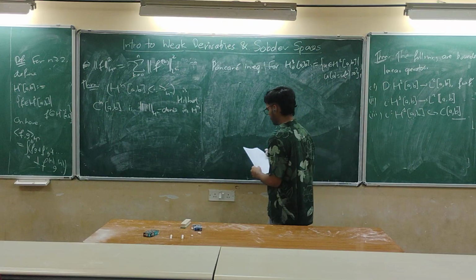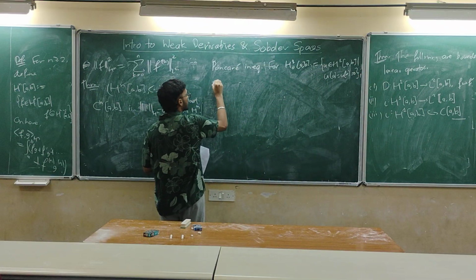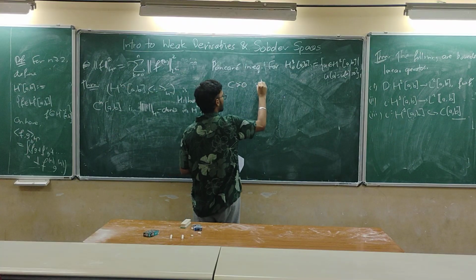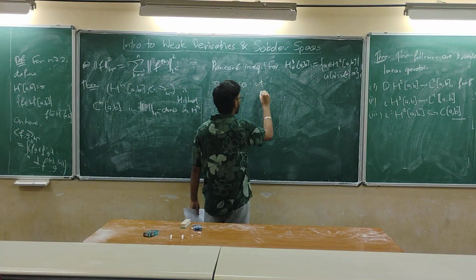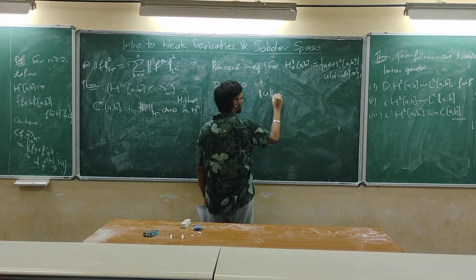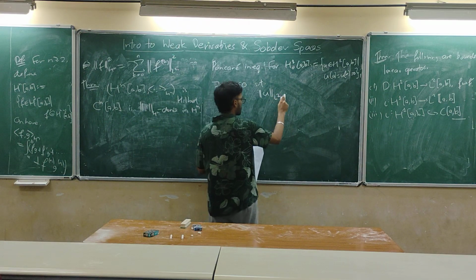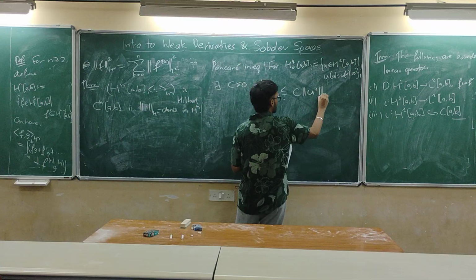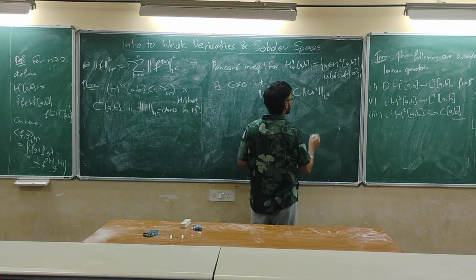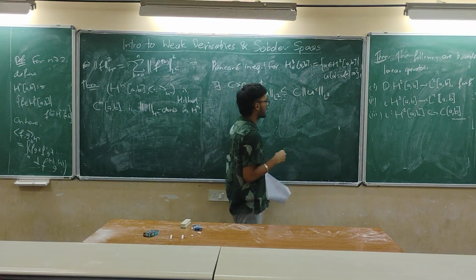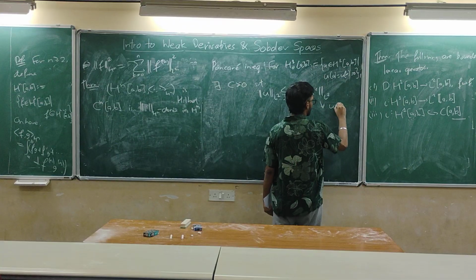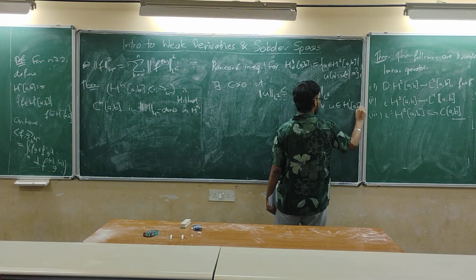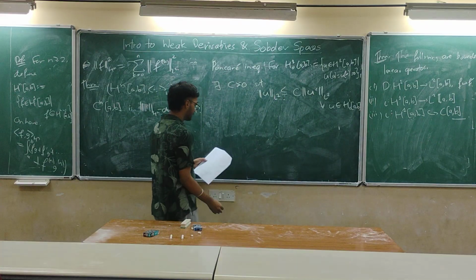For this space, there exists a constant c greater than 0 such that the L squared norm of u is bounded by c times the L squared norm of u prime, for all u in the space.